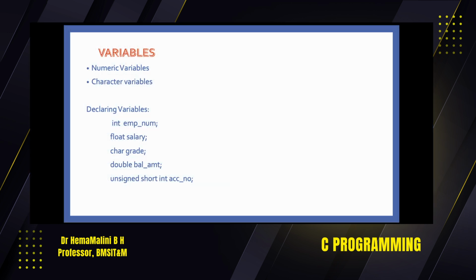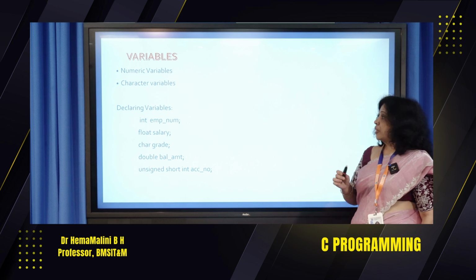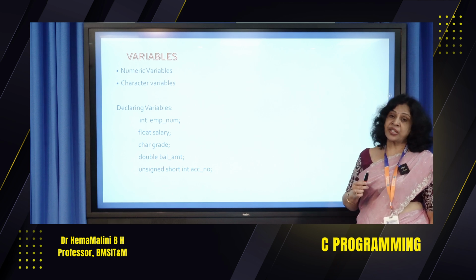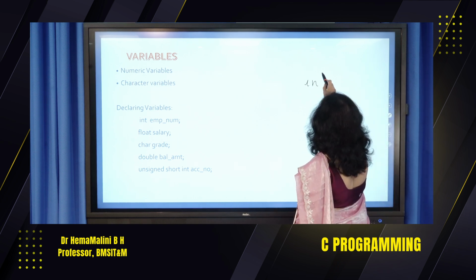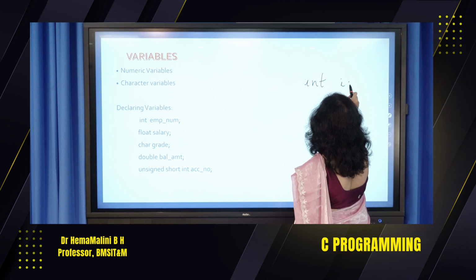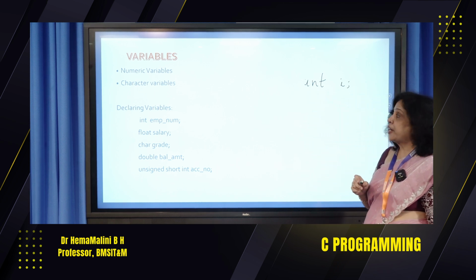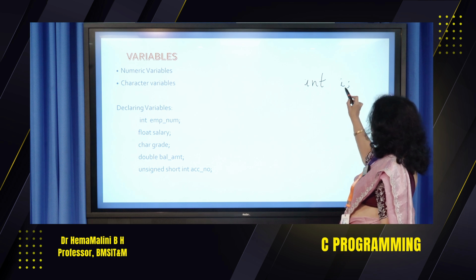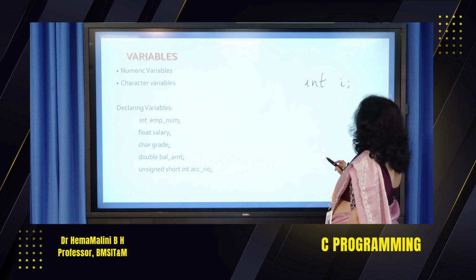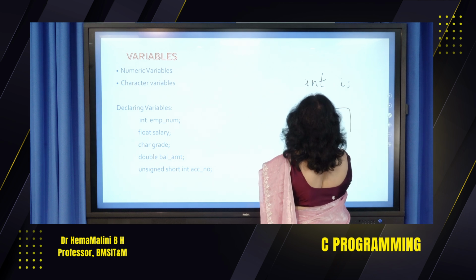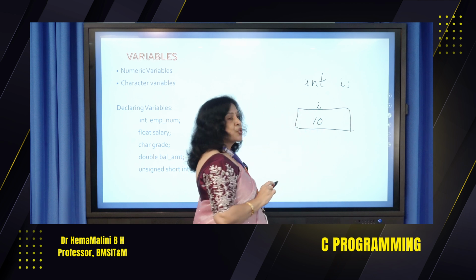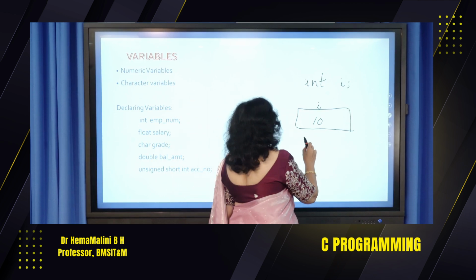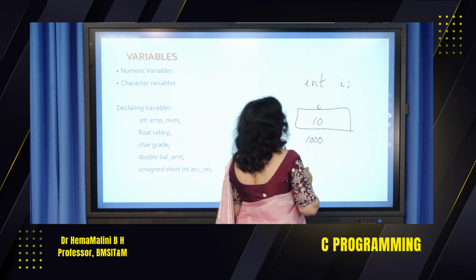Now let's see what variables are. A variable is a quantity which keeps changing its value during the execution of the program. Say, int i. It means I have declared a variable i, and this is of type int. Now this is the memory location. Say I am going to store a value 10 in this. Its location is say 1000.